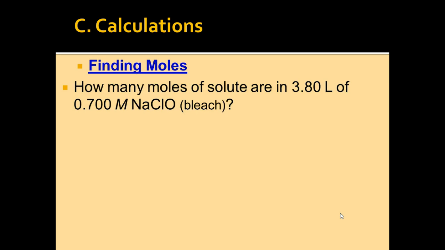Now we're going to be doing something different. Instead of finding molarity, we're going to find moles if we have volume and molarity. How many moles of solute are in 3.8 liters of 0.7 molar NaClO, or bleach? This time, instead of starting with grams and converting with molar mass, we start out with liters. Whenever we have these problems, whatever is given to us by itself, like liters, moles, or grams, we have to start with that, and we work our way towards moles.